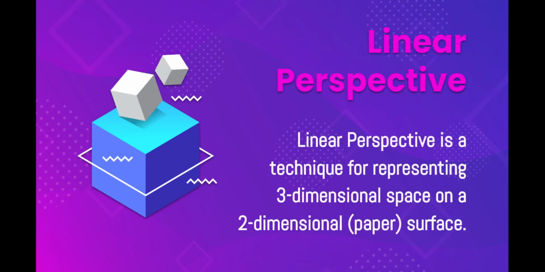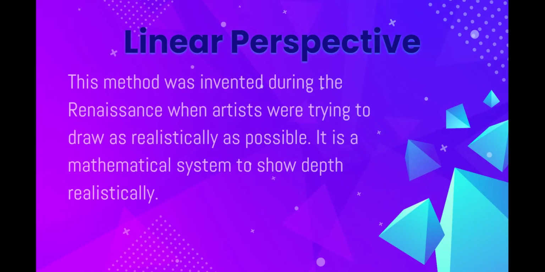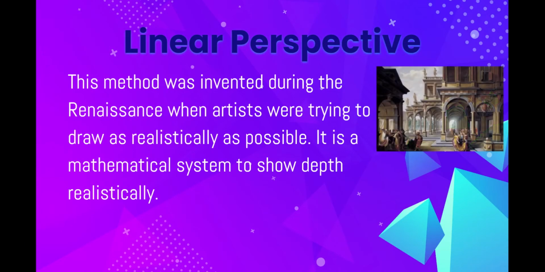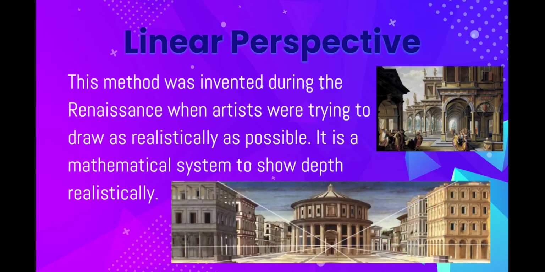Linear perspective is a technique for representing 3-dimensional space on a two-dimensional surface, such as paper. Linear perspective is a method which was invented during the Renaissance when artists were trying to draw as realistically as possible. It is a mathematical system to show depth realistically.